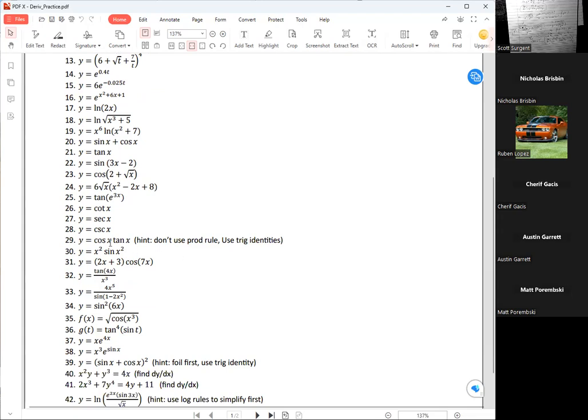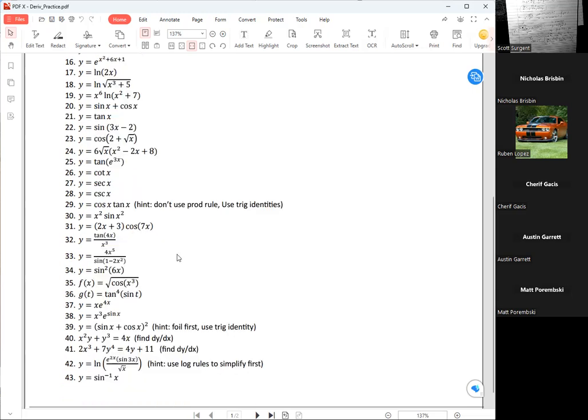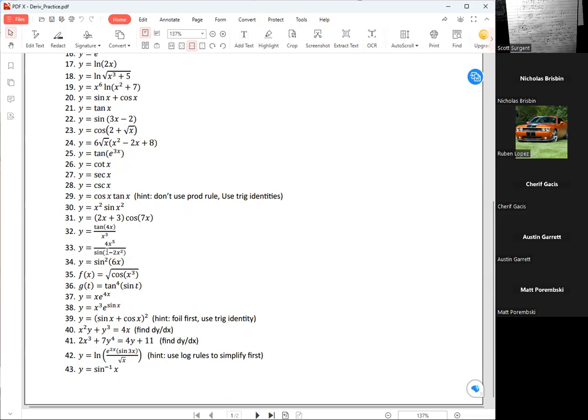All right, like number 29, I give you a hint. Don't use a product rule. If you use trig identities, this thing actually reduces to just a sine. Okay. We ran through a couple of these later ones, like number 34. Bring the 2 down in front, 2 sine 6x, and then derivative of sine 6x would be cosine 6x, and then an extra 6 because of the chain rule.